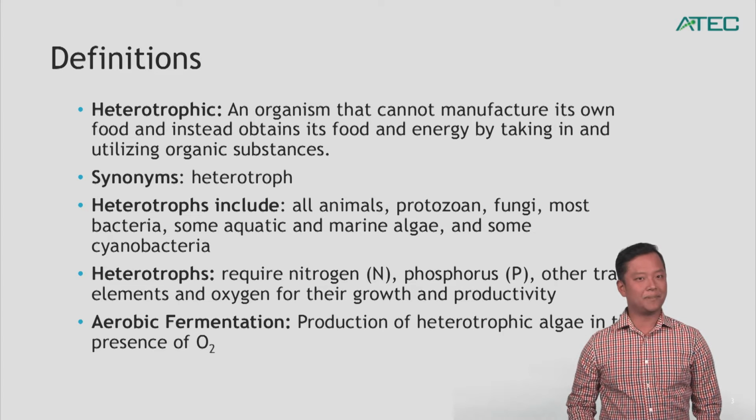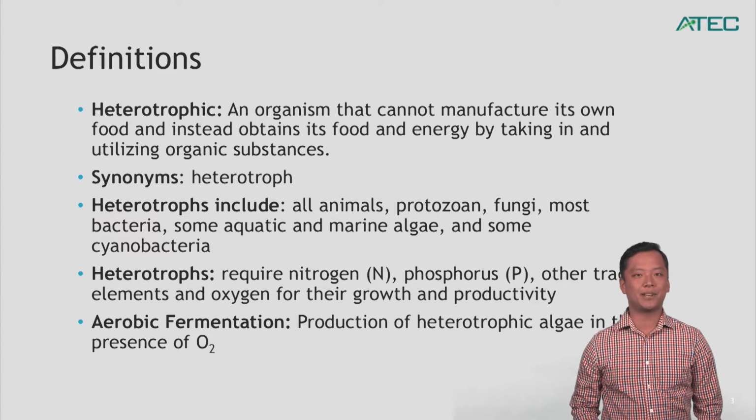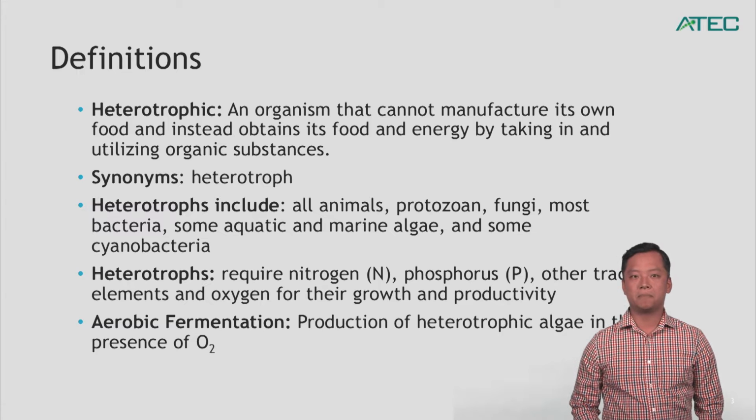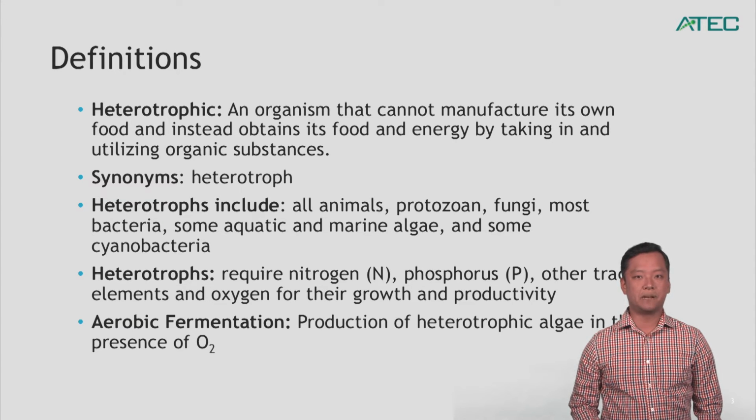So before we get deep into the lecture, there's a couple definitions that I want to make sure that everyone knows. So heterotrophic, what that basically means is an organism that can manufacture its own food instead of getting its food from photosynthetic energy. And it does this by utilizing organic substrates. A synonym is a heterotroph.